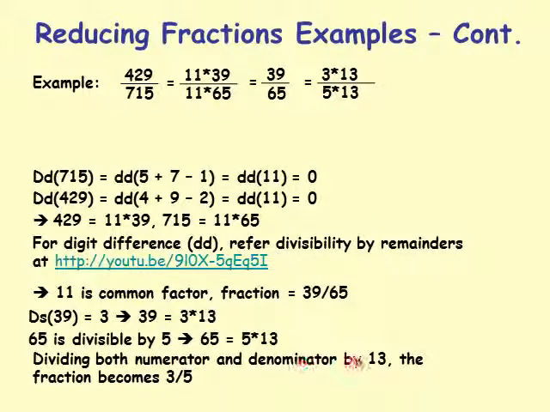Dividing both the numerator and denominator by 13, the fraction becomes 3 by 5. And that's my final reduced form. 3 and 5 are relatively co-prime. So that's my final reduced form, 3 by 5.